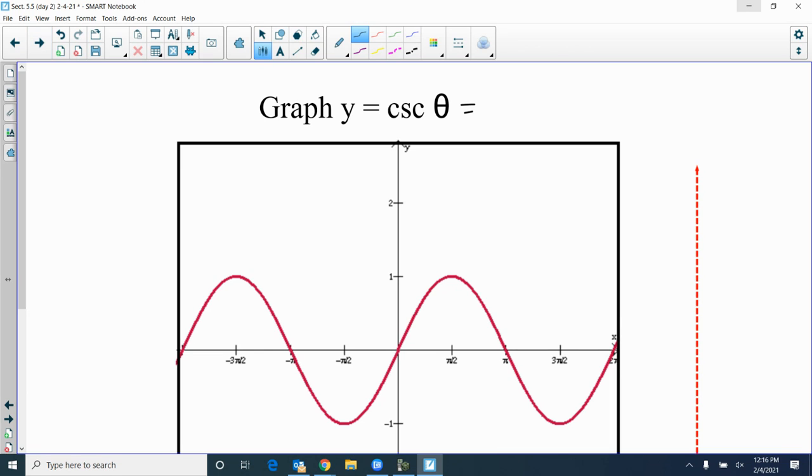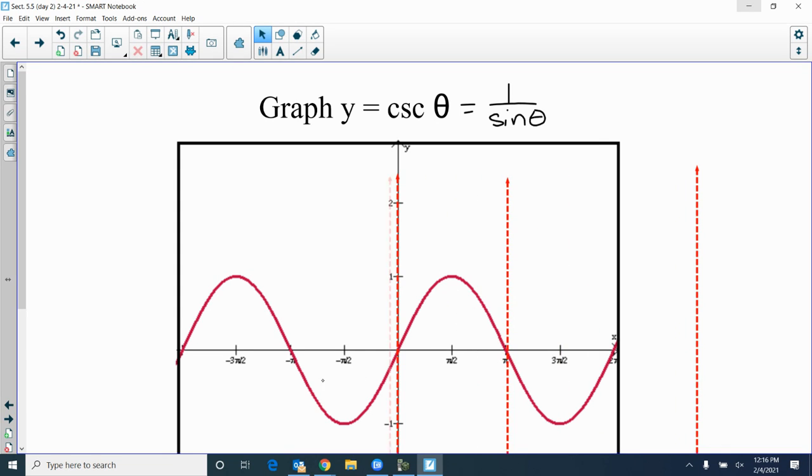Cosecant is 1 over sine of theta. What aren't we allowed to divide by? 0. Where does the sine equal 0 at? Okay, it equals 0 at 0. Where else? Pi and 2 pi. So what's going to happen when we divide by 0? If you think about the graph, we're going to get vertical asymptotes there. So at all of these points, we get vertical asymptotes.